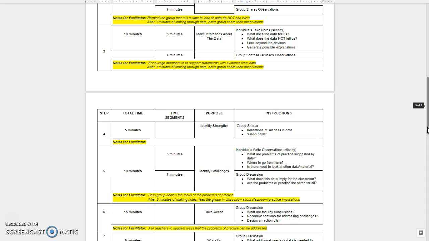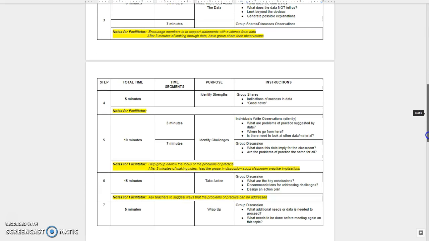So I think that's a very important part. We do want to see what we're doing good. And then the taking action, which I assign the most time for, and then the wrap up.